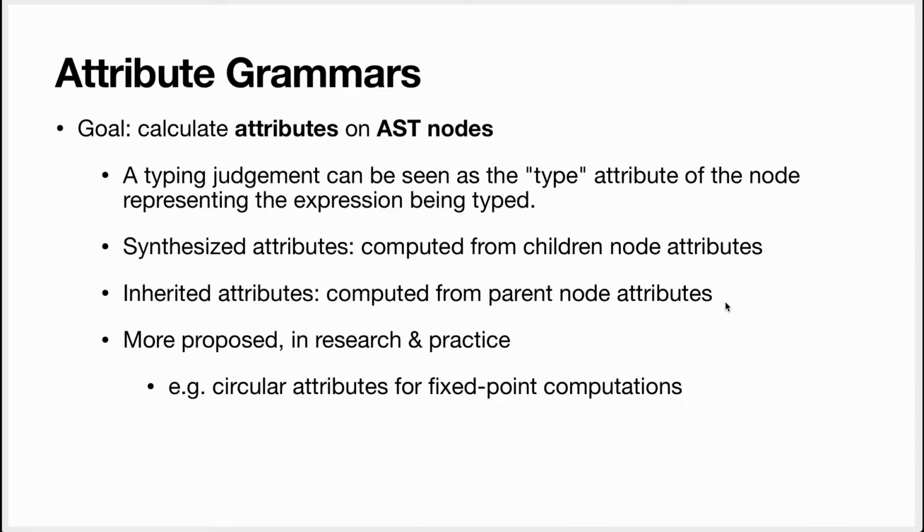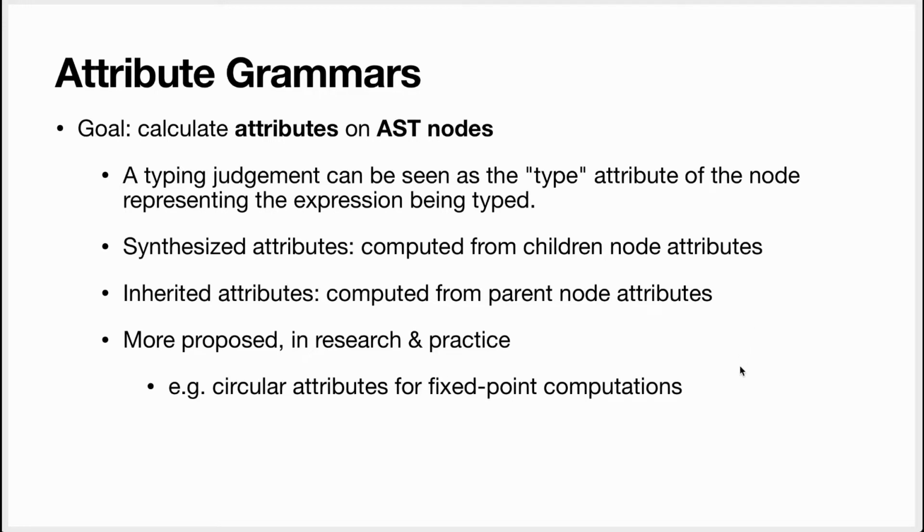The other one is inherited attributes. That's when you compute the value of an attribute by using the value of the attributes of the parent. So you go from the top of the tree towards the bottom of the tree. You can also chain these two together. So if you have a tree and a node in the tree has a sibling, then you can use a synthesized attribute to transfer the value of a node to the parent, and then an inherited attribute to transfer this value from the parent to the sibling.